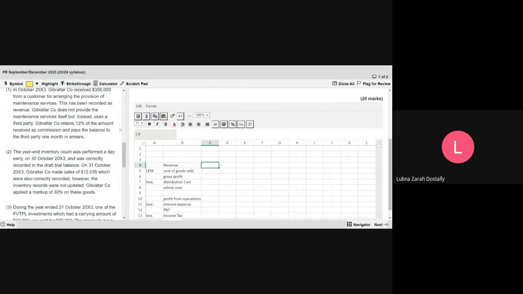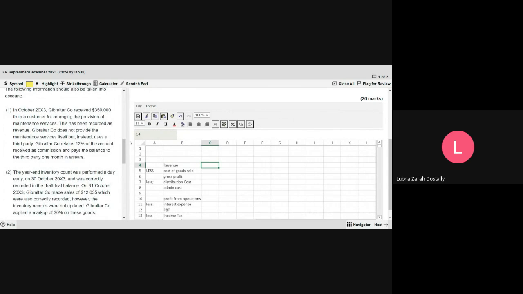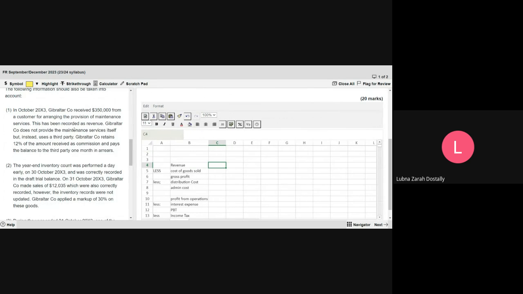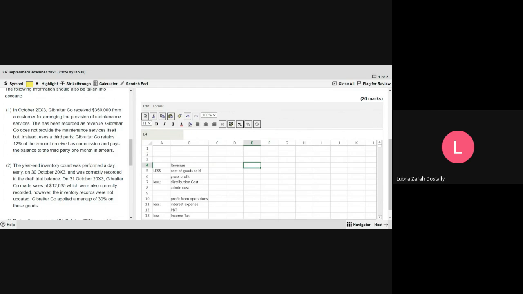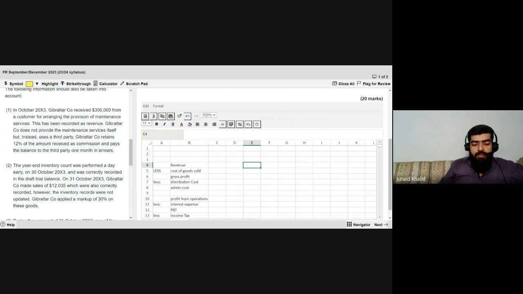On 1st October, the company received 350,000 from a customer for arranging the provision. That is the agency. Whether the sales or the revenue should have been recognized with the amount of 350,000? No, it should not have been recognized as 350,000. We should have recognized only 12%. Yes, we should have recognized the revenue with the amount of the 12%.